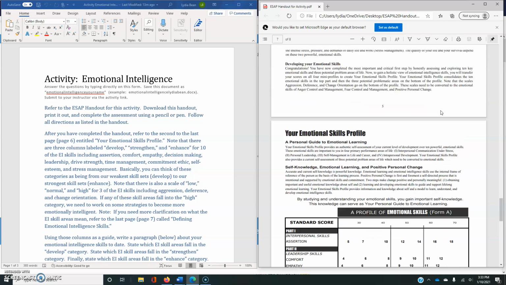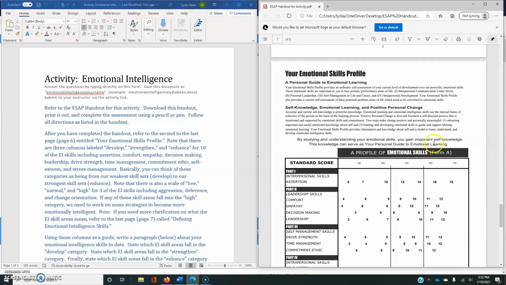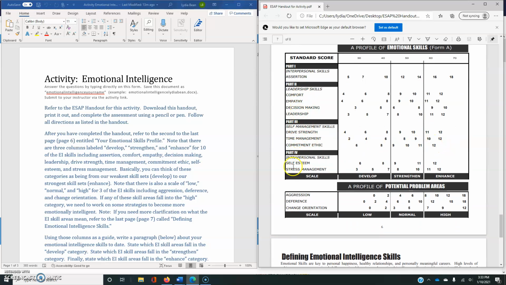Once you've got those scores for all of those things, we're just going to end up with the last two, let's say self-esteem and stress management. So let's find them on here. Let's say you got a 7 on self-esteem. Where does a 7 fall? Right here. Now the number isn't actually there, but you know that 7 is between 6 and 8, so you're essentially going to put a line out to 7. You'll notice 7 falls in this develop category. And let's say for stress management, you got an 8. So you're going to circle 8 and put a line out to 8. And look, it falls in the strengthen category.